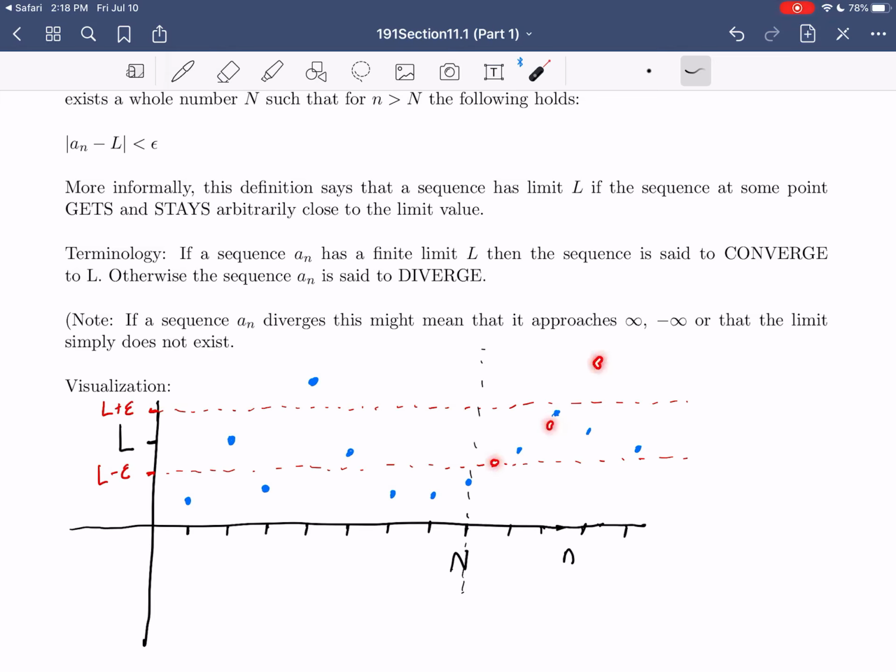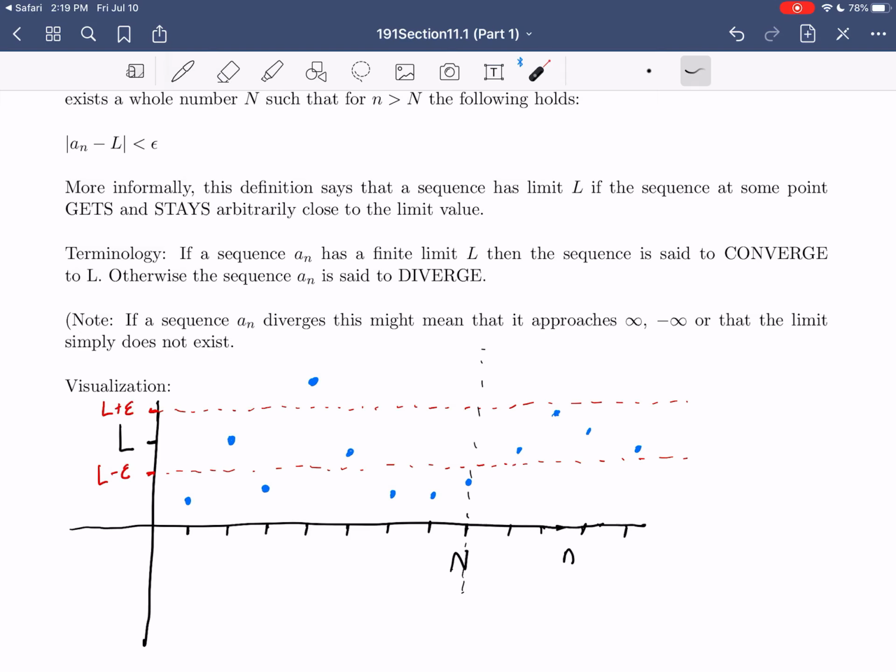Also, if the points just kept getting larger and larger, so there was no range that you could keep them in, or if they kept getting smaller and smaller, those would be examples of things that would diverge to infinity or diverge to negative infinity. So again, when you say something converges, it's a very strict visualization. Your points have to get and stay within an arbitrary bound of your limit.